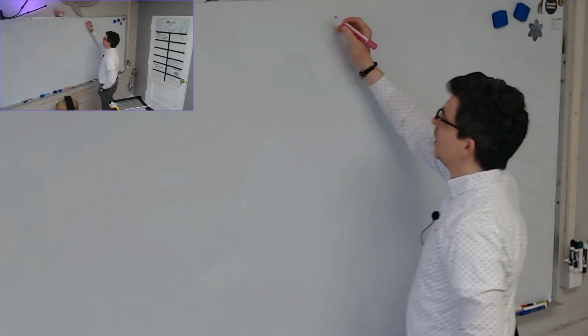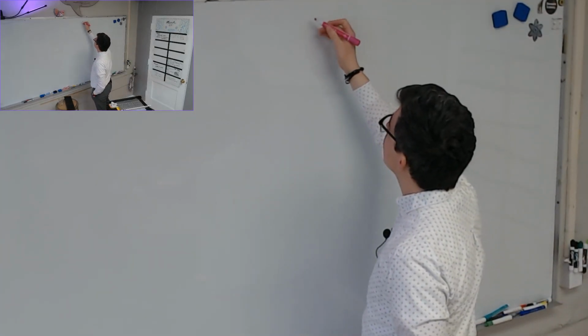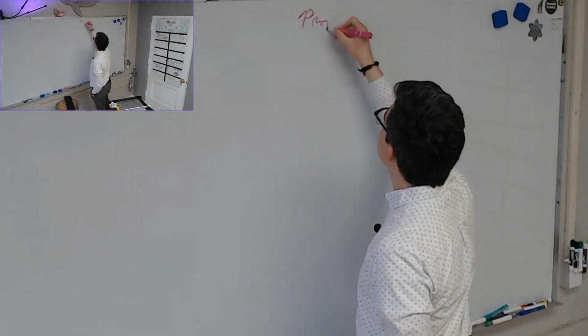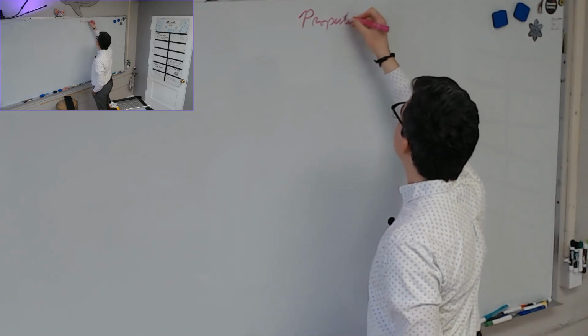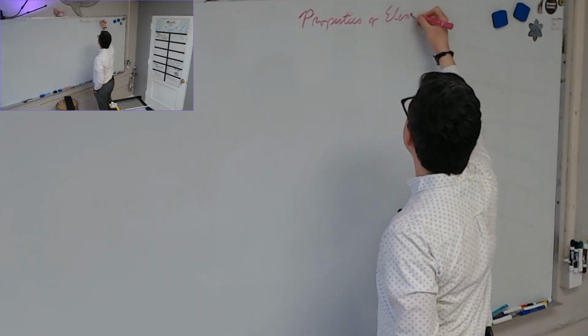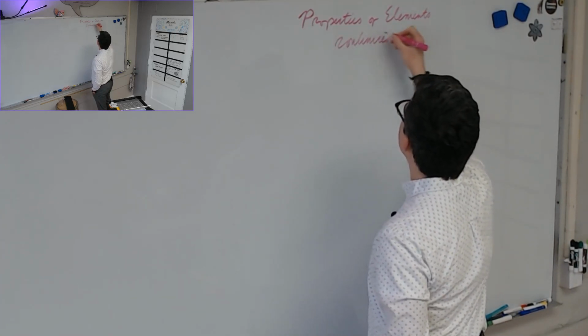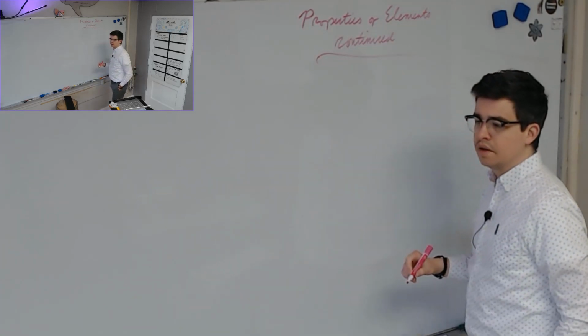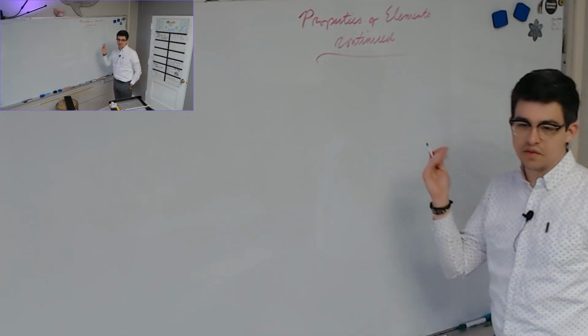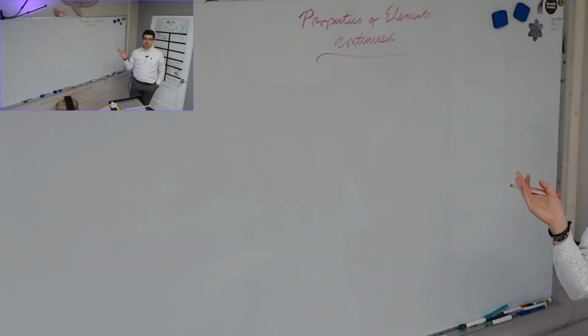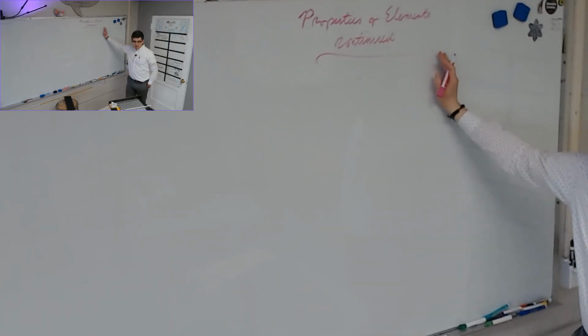Oh, well, let's title this first. Let's call it properties of elements continued. Properties of elements continued. What, Gunnar? Why can't you just abbreviate? You can if you want. People oftentimes do abbreviate continued, C-O-N-T apostrophe D. You can do that if you want. I didn't, though. Properties of elements continued.